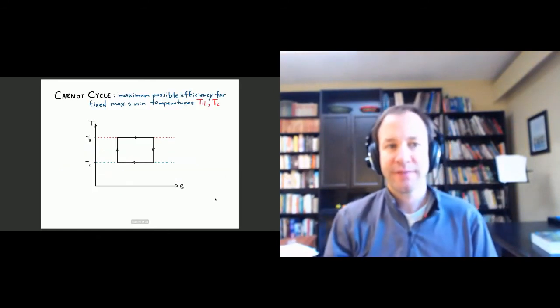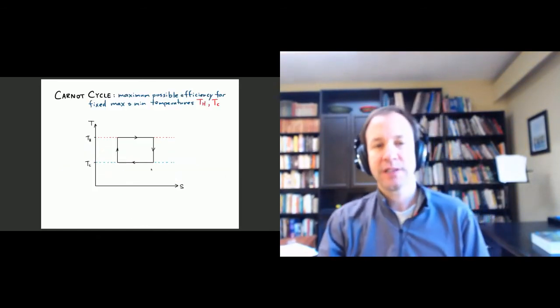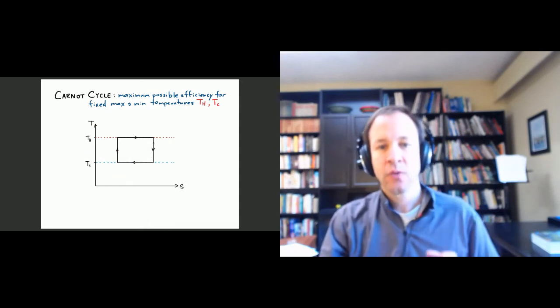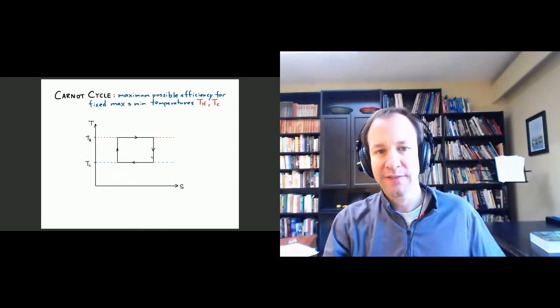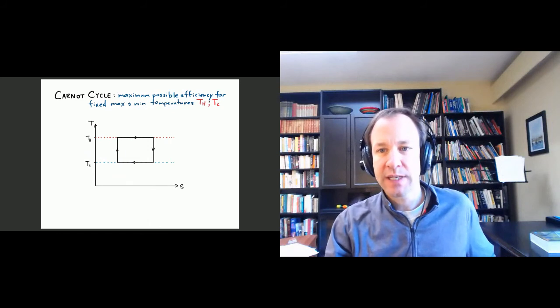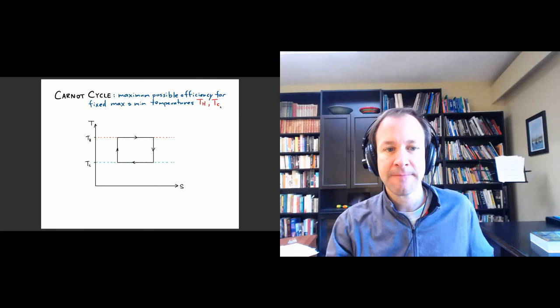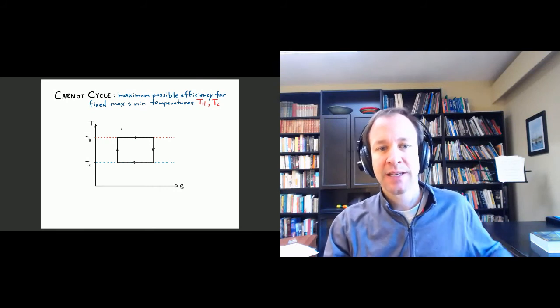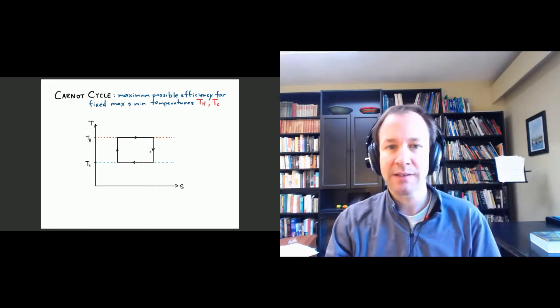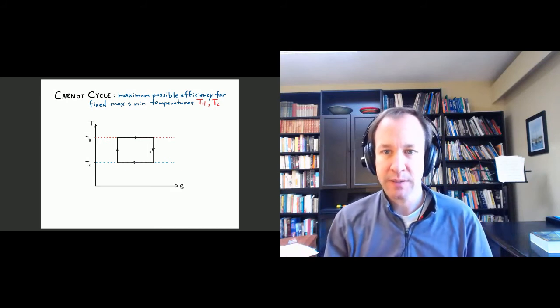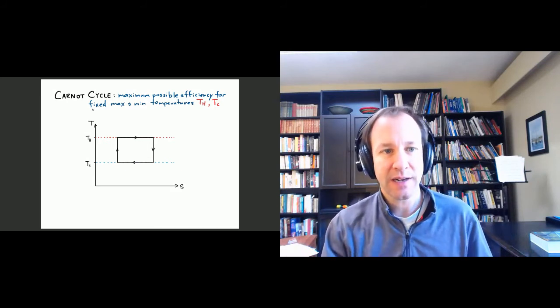Okay, so that's kind of amazing. We've understood just geometrically what the maximum possible efficiency is for an engine cycle running between a hot temperature TH and a colder temperature TC. And because this is such a special cycle, it has this maximum possible efficiency. We give it a name, and it's called the Carnot cycle.